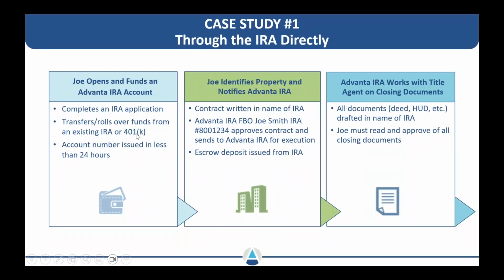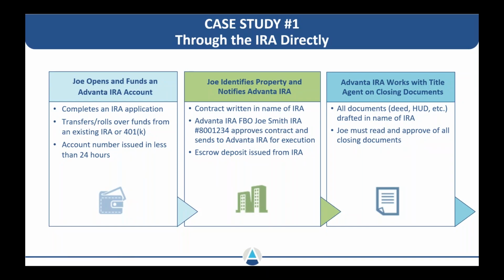So, directly through the IRA. What does this look like functionally? Joe opens the IRA, completes the application, transfers funds from the existing IRA he has. The account number is open in 24 hours or less. The contract is in the name of the IRA. Again, this is assuming we're not doing checkbook control, right? I just want to flesh out the three options that we've got here.